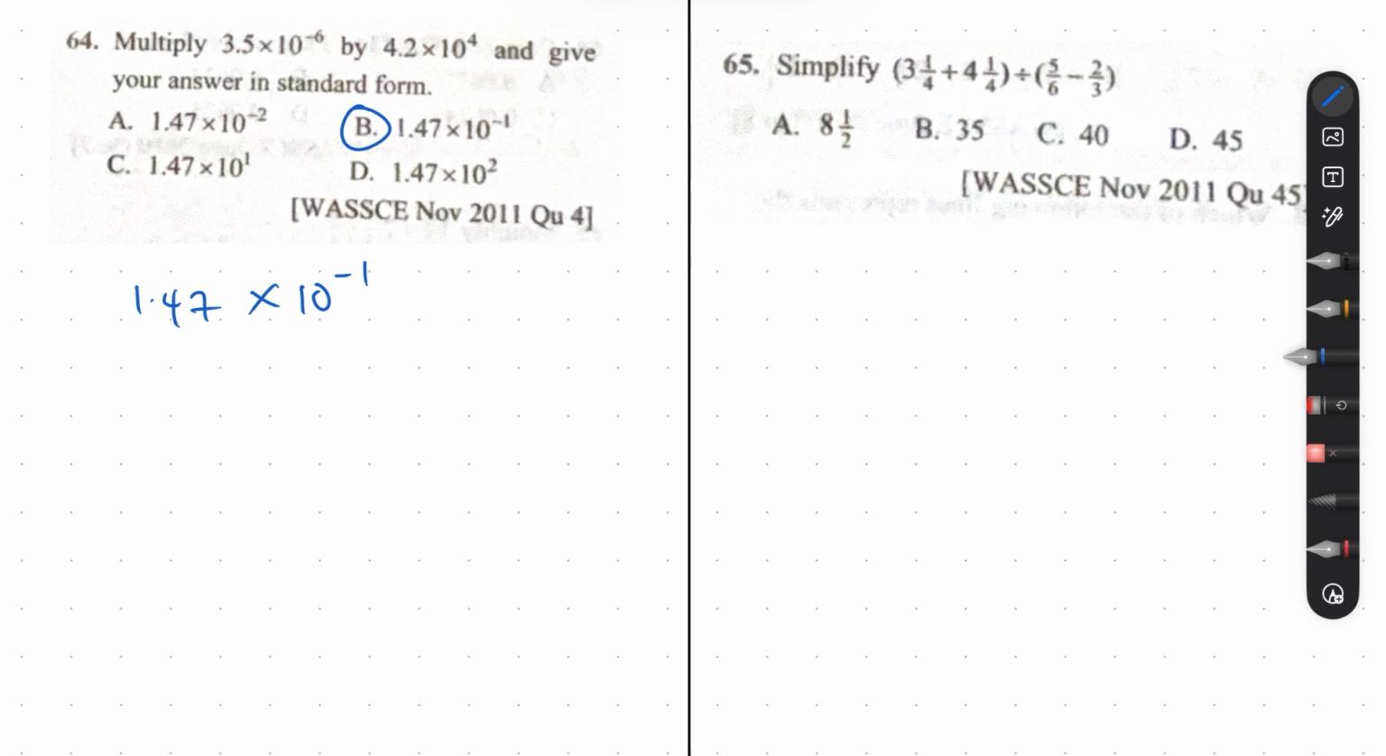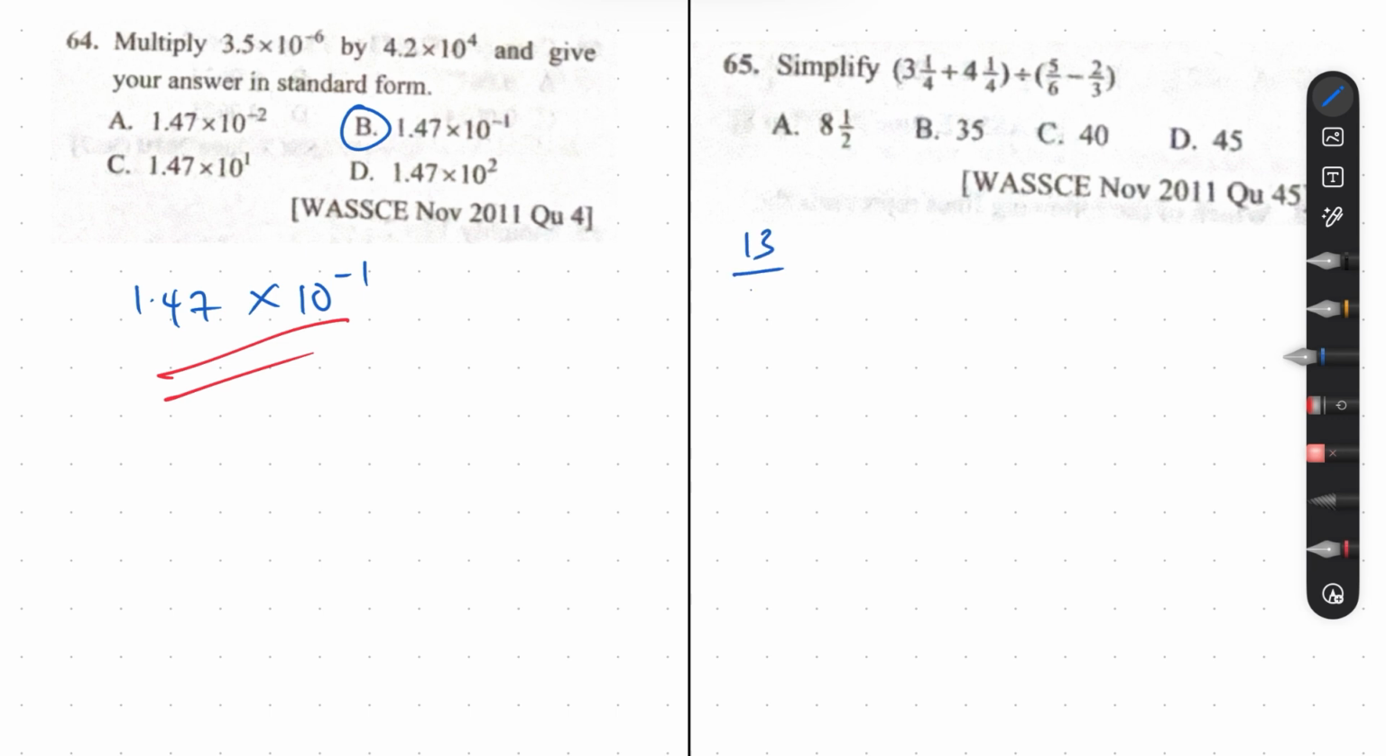Let's move on to question number 65. Question number 65 says we should simplify this. Okay. So as usual, you can put it in the calculator to make your work faster. But I'm going to solve it so that you can see it. Okay. Cool. The first part, what do we do? We convert this into improper fractions, by multiplying, then adding the result to the numerator.